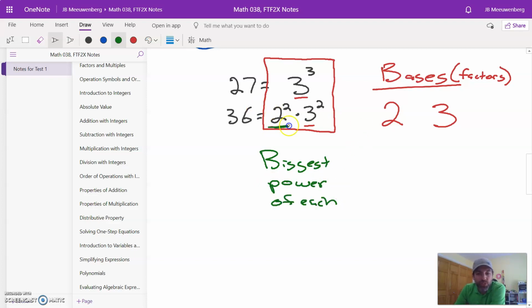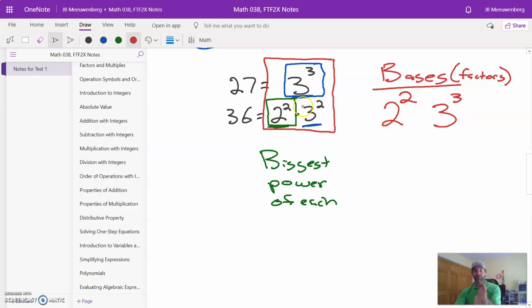So for the 2's, there's only one spot that the 2 shows up. And this 2 to the second power is the largest power of 2's. What about the 3's? I've got a 3 here and I've got a 3 here. This is 3 to the second. This one is 3 to the third, and I want the bigger one. So the biggest power of 3 would be 3 to the third.